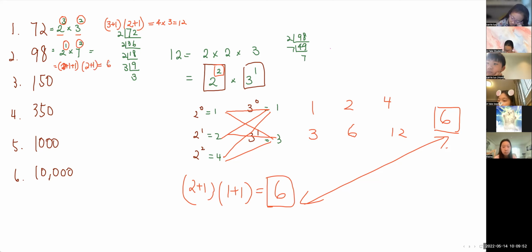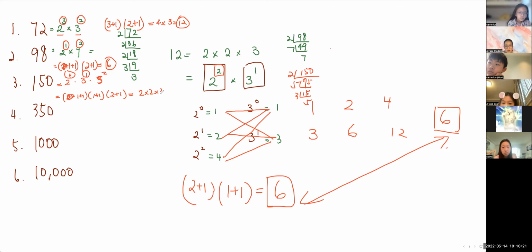So the answer is 6 factors. Okay, so 150 divided by 2 is 75, then 5, 15, and 3, and 5. So it's 2 to the power 1 times 3 to the power 1 times 5 to the power 2. So the answer is (1 plus 1) times (1 plus 1) times (2 plus 1), which equals 2 times 2 times 3, equals 12 factors.